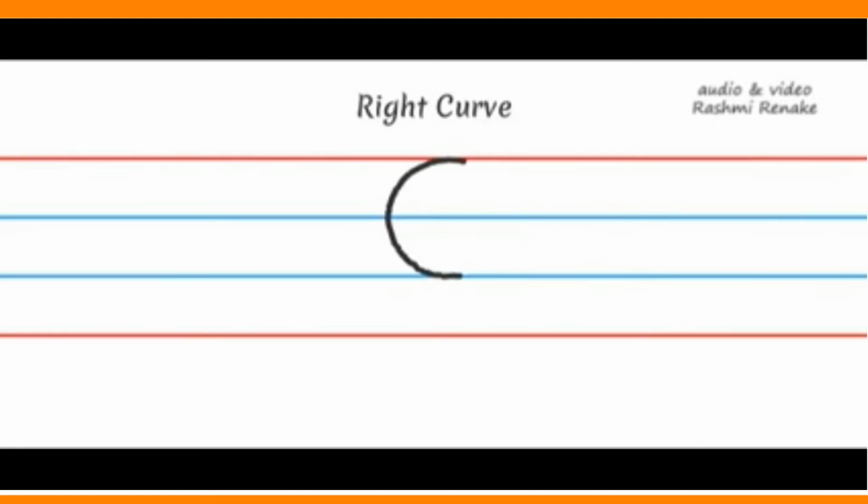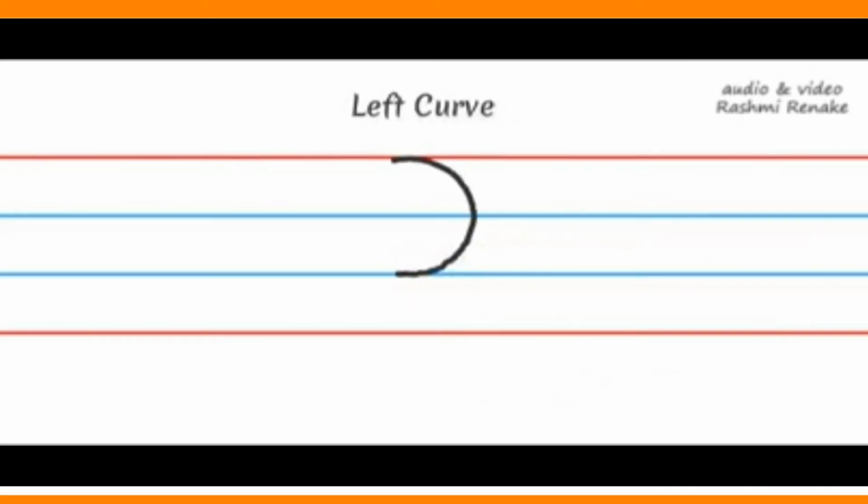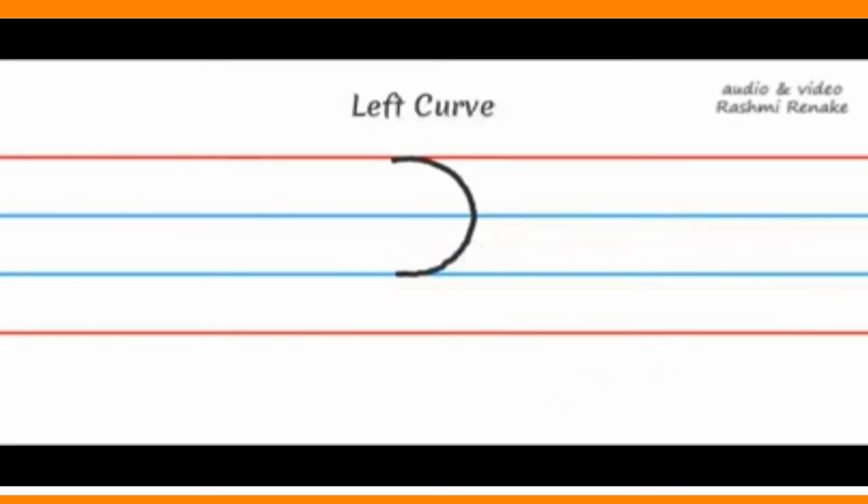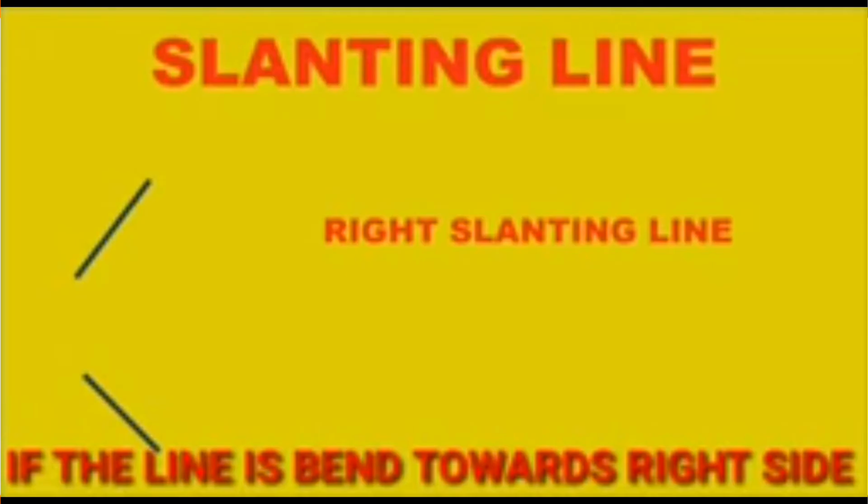Curve, right curve. Now look at the curve. It's a right curve. Just look at your right hand and look at this curve. This is on the right side, so this is a right curve. Okay, now left curve. Look at the curve. It's on the left side. Okay, this is a circle. Look at the circle. Draw a circle. Okay, you will do practice on these lines and circles. This is a circle, left curve, right curve, slanting lines, right slanting line and left slanting line.